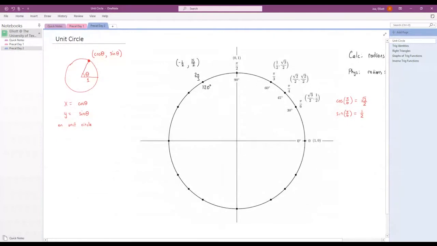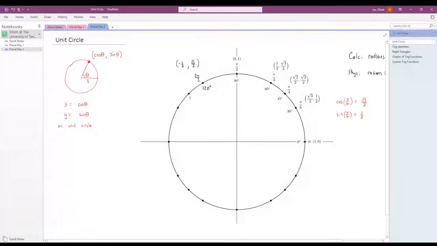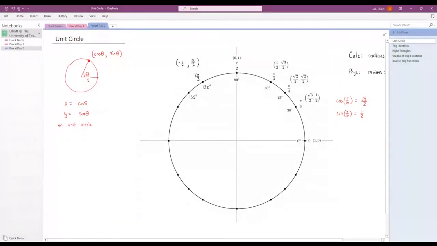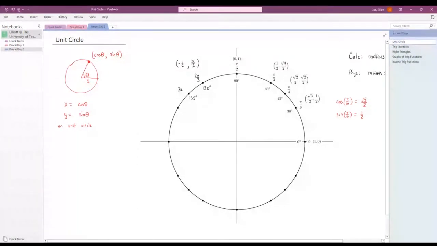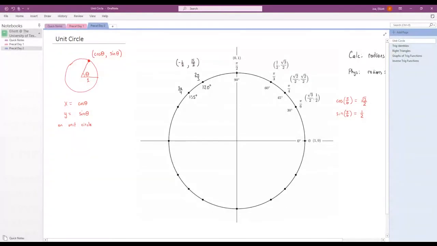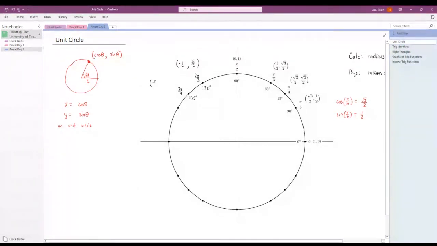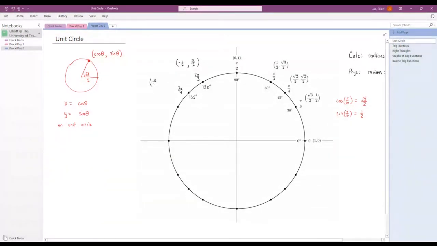Yeah, so this next angle here is going to be 135 degrees, or in radians, it would be 3 pi over 4. And again, it's the same coordinates as the 45-degree point. It's just the x becomes negative now since we're on the left. y is still positive since we're on the upper half. Okay.